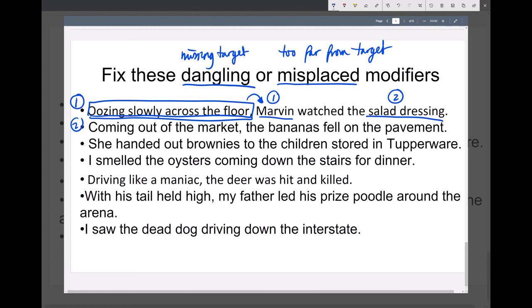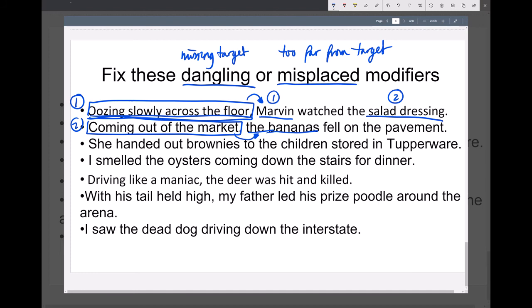Okay. So here again we have the modifier, and there is a target word, so that's the bananas. So again, since the modifier is placed right next to the bananas, it's not only misplaced, it's missing actually. We don't know who came out of the market. Like bananas can't move by themselves, so it's a dangling modifier.